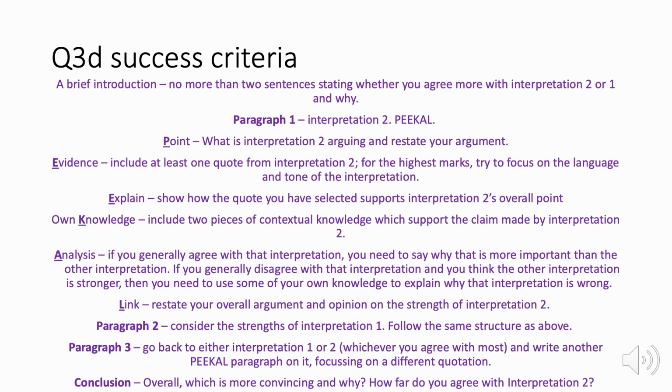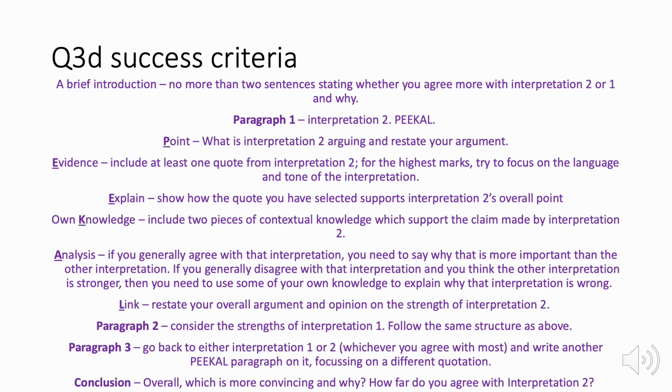And then ultimately, for your link part, you restate your overall argument and opinion on the strength of the second interpretation. For paragraph 2, you need to do the exact same thing. So follow the PCAL structure again. I would really be making a strong recommendation that you memorize the PCAL structure and what's on this screen. But your PCAL in paragraph 2 should be about interpretation 1. Okay. And again, the key part is when you get to your analysis.